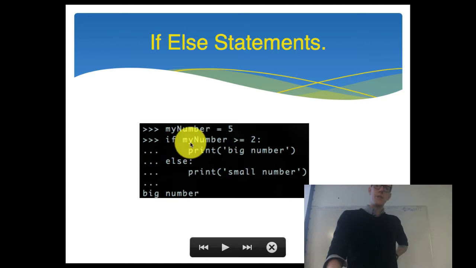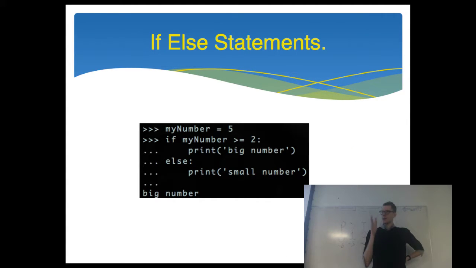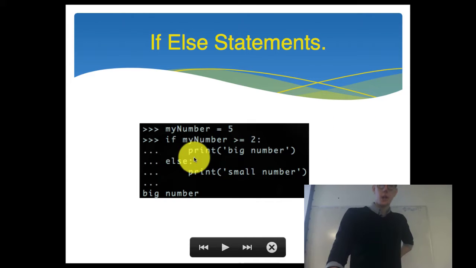So if my number is greater than or equal to 2, colon, new line, indentation, let's print big number. Else, and note the else statement is in line with the if statement. It's very important that you match my indentations and get everything lined up the same way I do. Else, colon, new line, indentation, let's print small number.